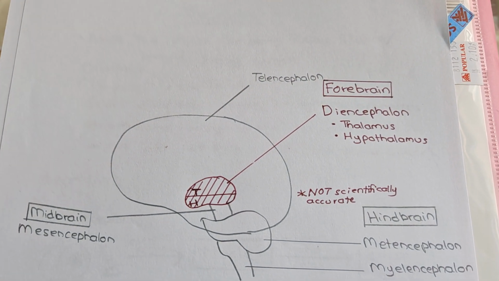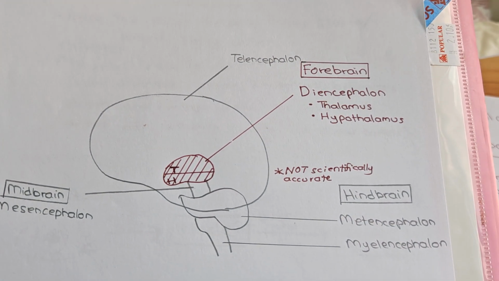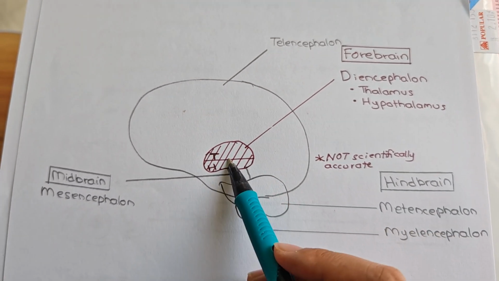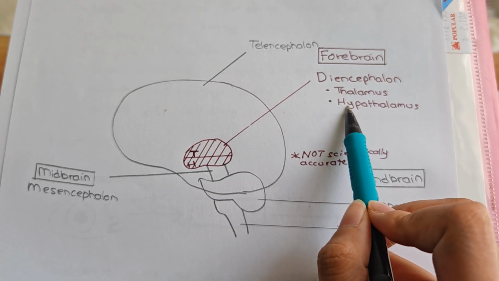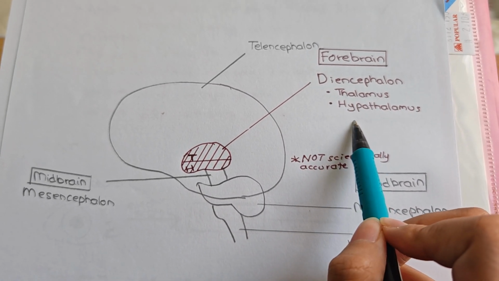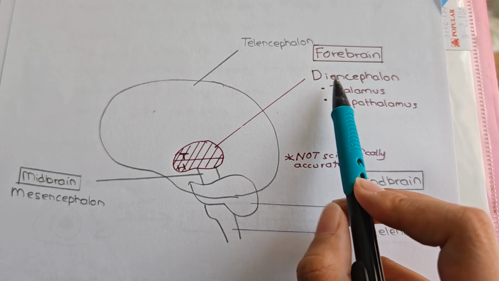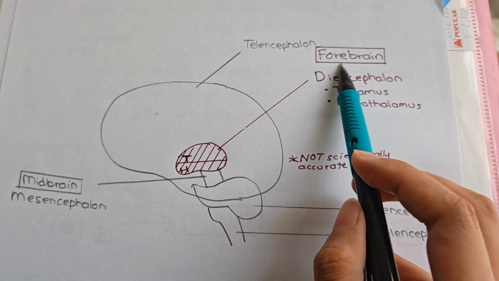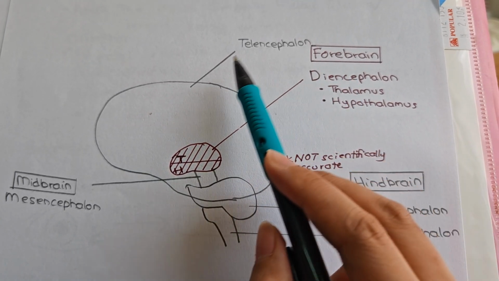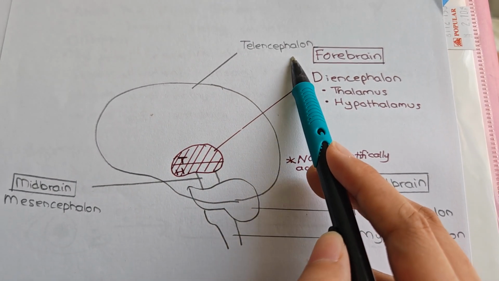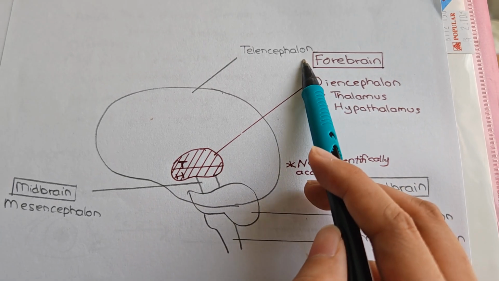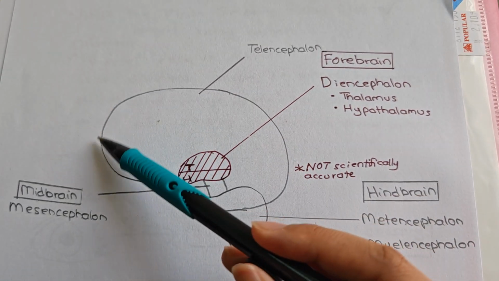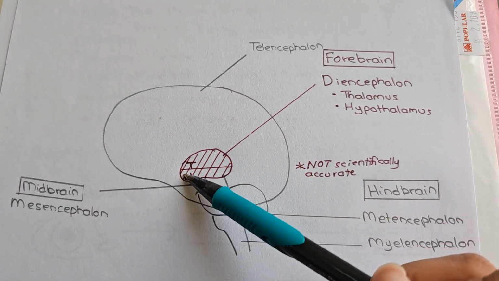So you might ask me, where are the thalamus and hypothalamus? As you can see from the diagram that I drew, the thalamus and hypothalamus make up the diencephalon, and the diencephalon is part of the forebrain. Another part of the forebrain is the telencephalon. To remember, why is it called the forebrain? It's called the forebrain because it is at the front of the brain.